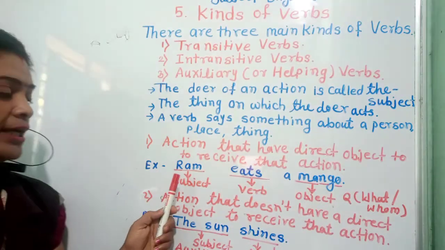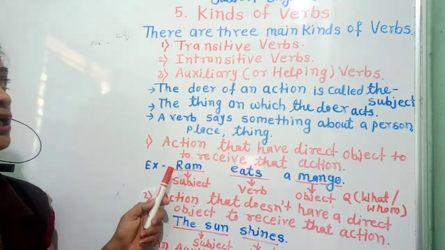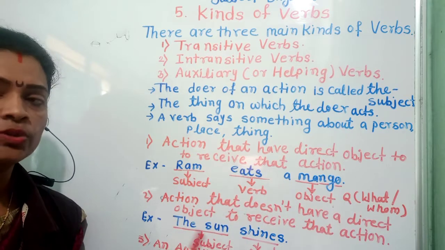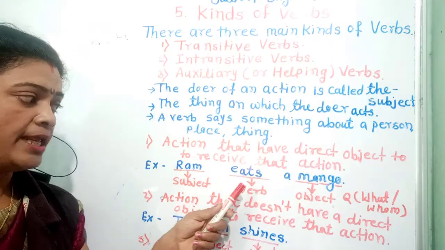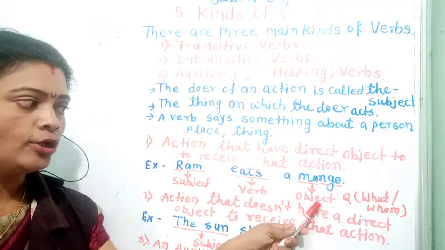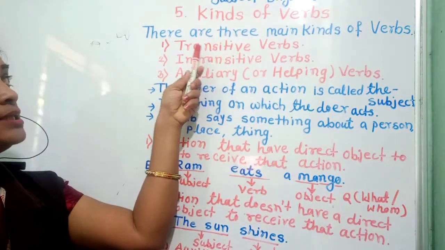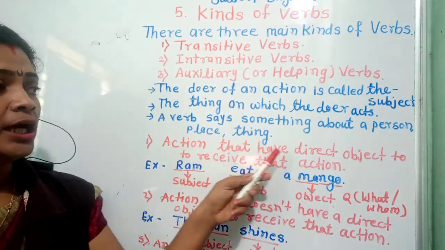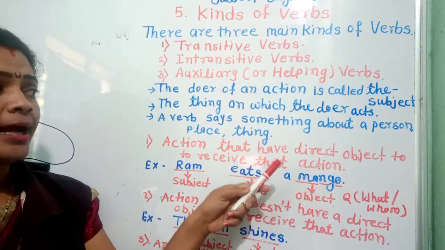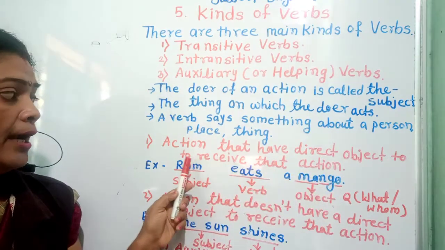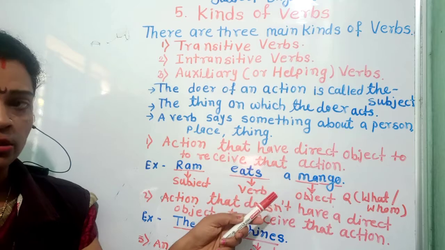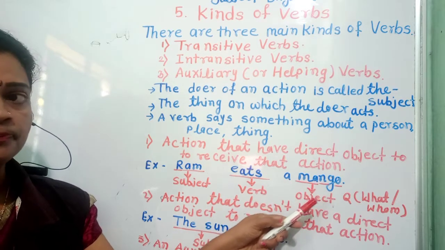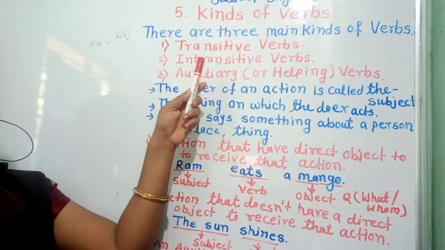Now we can say many examples which are related with transitive verbs. Sita sings a song. Here Sita is the subject, sings is the verb, and a song is called the object. So in transitive verbs, we need an object. The action has a direct object to receive the action. Who is receiving this action? A mango. So it is called the direct object. So this is about the transitive verbs.